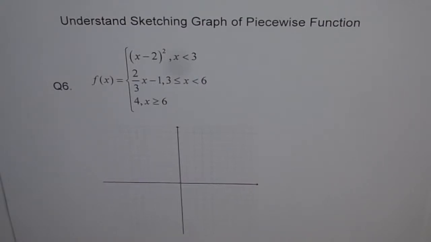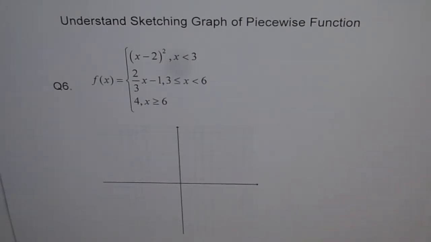Here is another interesting problem to understand how to sketch a piecewise function. Question number 6. f(x) is equal to (x minus 2) whole square when x is less than 3, and is equal to 2 over 3 x minus 1 when x is greater than or equal to 3 but less than 6, and it is equal to 4 if x is greater than or equal to 6. Here we have three pieces together, correct?